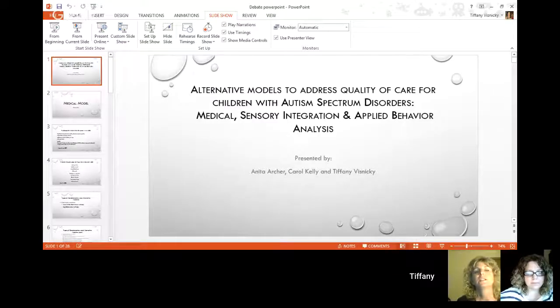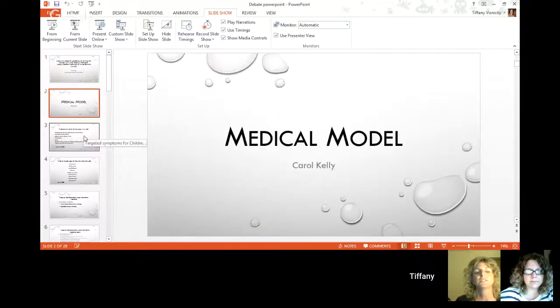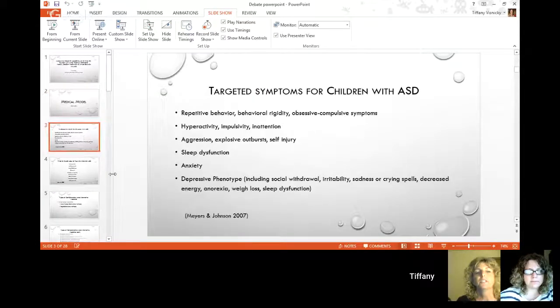According to Myers and Johnson in 2007, the targeted symptoms for children with ASD were repetitive behavior, behavioral rigidity, obsessive-compulsive symptoms, hyperactivity, impulsivity, inattention, aggression, outbursts, self-injury, sleep dysfunction, anxiety, and depression, including irritability, sadness, crying spells, decreasing energy, anorexia, weight loss, and sleep dysfunction. The two primary components of the medical model that I'm going to be addressing are the pharmacological treatments and the complementary and alternative medicine treatments.